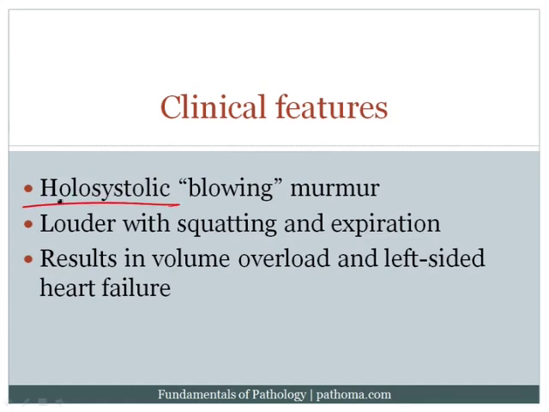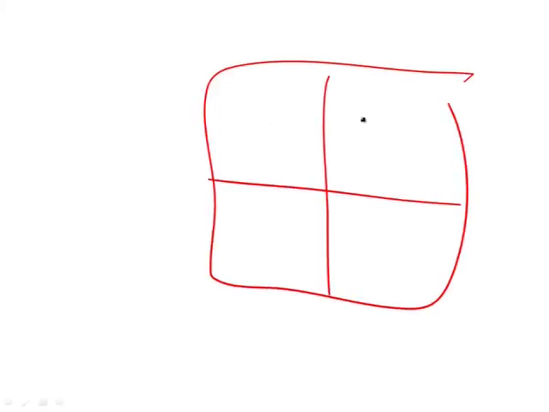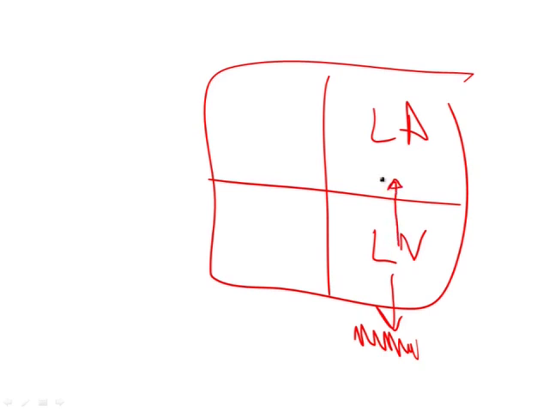Clinically, the patients will have a holosystolic blowing murmur. The idea here is that when the left ventricle is trying to squeeze blood forward during systole, some of the blood would go backward. Now, this could get louder with squatting or with expiration. If this is the left atrium and this is the left ventricle, and the patient squats, they're going to increase the resistance here. So if less blood is going to be able to go forward because there's a higher pressure, more blood will be squeezed this way. And so the murmur would become louder when there's squatting.